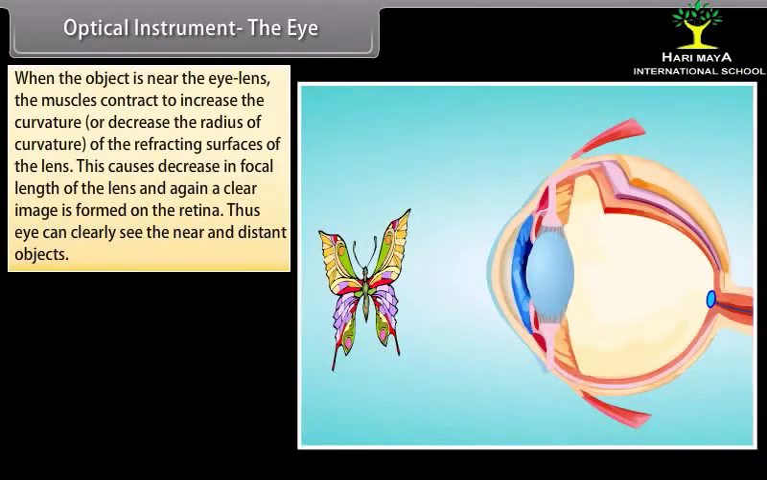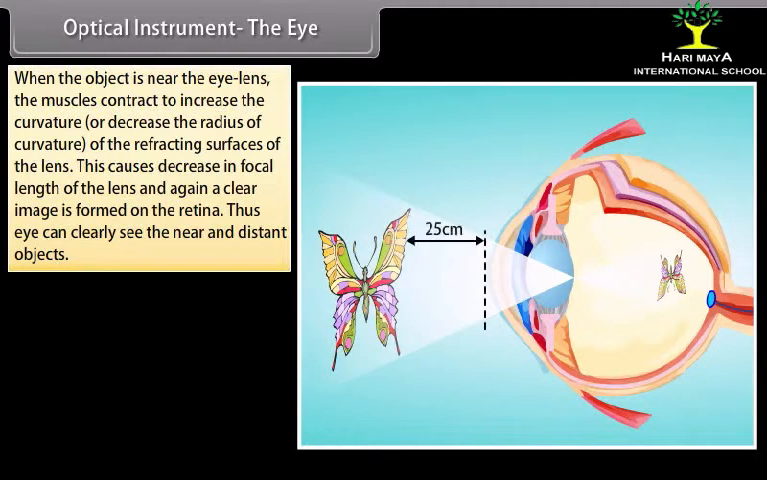When the object is near the eye, the muscles contract to increase the curvature, or decrease the radius of curvature, of the refracting surfaces of the lens. This causes a decrease in the focal length of the lens and again a clear image is formed on the retina. Thus, the eye can clearly see both near and distant objects.